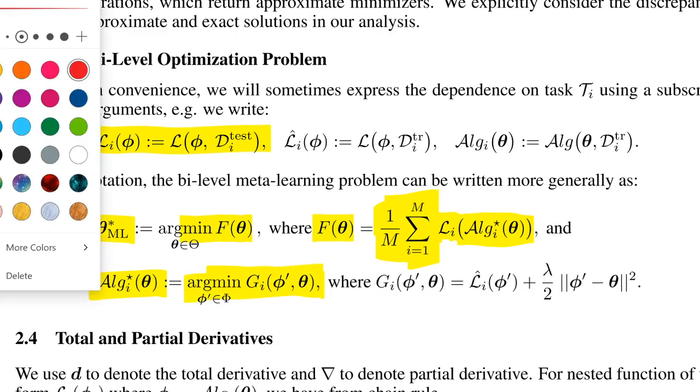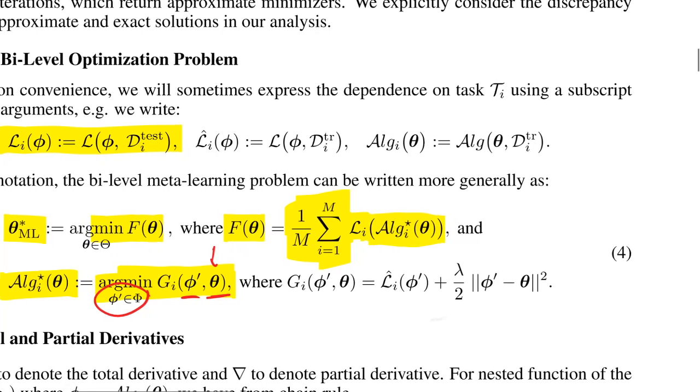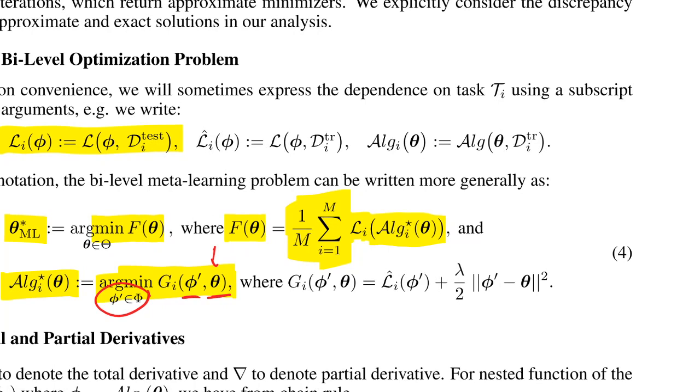Right now, g has two arguments. It has these parameters, which are the local parameters, and these are the meta parameters. And we only optimize the local parameters. Right? We take these as initial and then fine-tune them, where the function g is defined as the training loss of the local parameters plus this closeness regularizer. Okay?